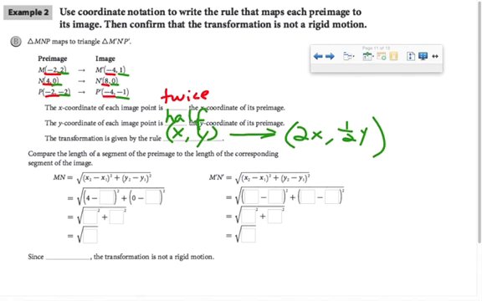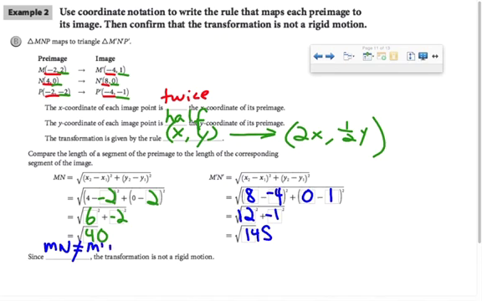Okay, so for the length of MN, we have 4 minus negative 2 being squared plus 0 minus 2. So 4 plus 2 is 6. 0 minus 2 is negative 2. So I have 36 plus 4 is 40. And then I go through the same process with M prime N prime. So 8 minus negative 4 and 0 minus 1 gives me 12 squared plus negative 1 squared, and that's the square root of 145. And since MN does not equal M prime N prime, the transformation is not a rigid motion.